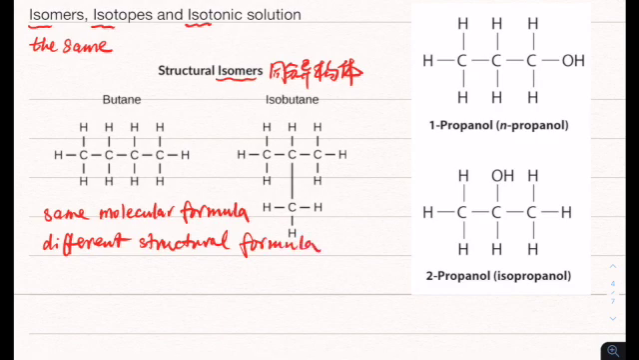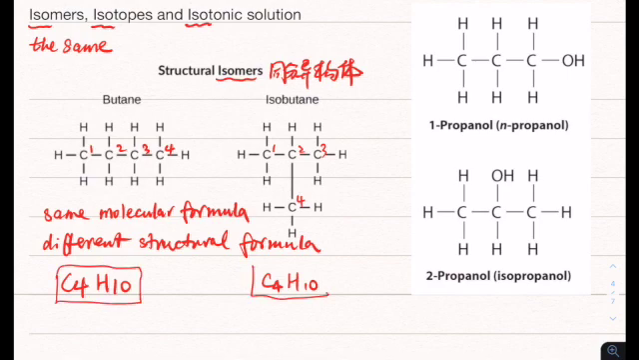Now, let's look at the first one. First one, you have 1, 2, 3, 4. You have 4 carbon. And hydrogen, if you count the hydrogen, that gives you 10 hydrogen. Now, second one, again, carbon, 1, 2, 3, 4. You have 4 carbon. Hydrogen, again, is 10. So you can see they all have exactly the same molecular formula, but their structure is different.